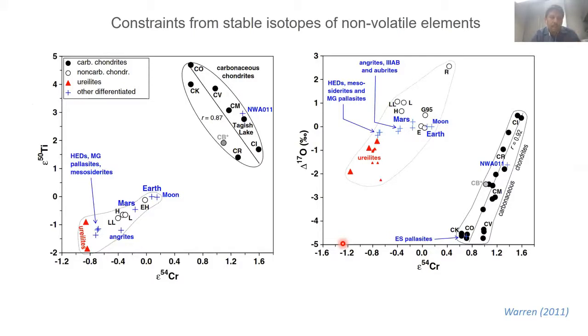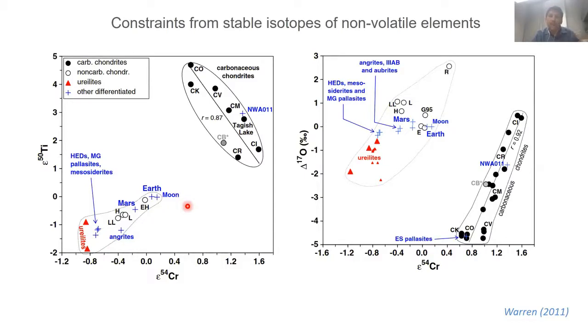Although the volatile element stable isotopes point towards carbonaceous chondrites being the chief delivery agents for volatiles, if you look at the nucleosynthetic anomalies for non-volatile elements, here I'm plotting nucleosynthetic anomalies in titanium versus chromium and cap delta 17O versus chromium, you see that there are two complete separations, like a true dichotomy, in terms of the carbonaceous chondrite group as well as the enstatite chondrite groups. And as it turns out, inner solar system planets, including our own planet Earth, actually end up plotting or clustering towards the enstatite chondrite or non-carbonaceous chondrite type of affinity.